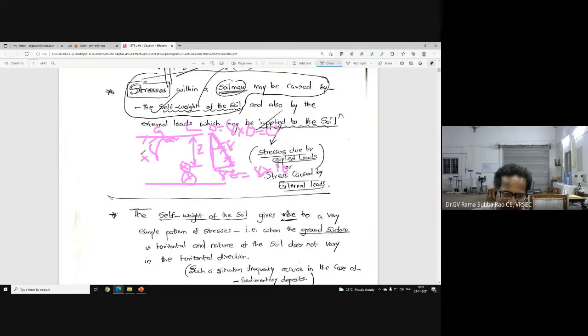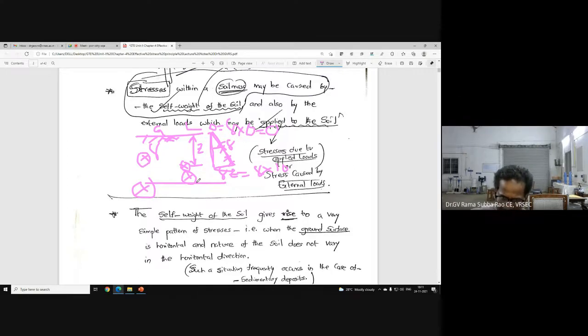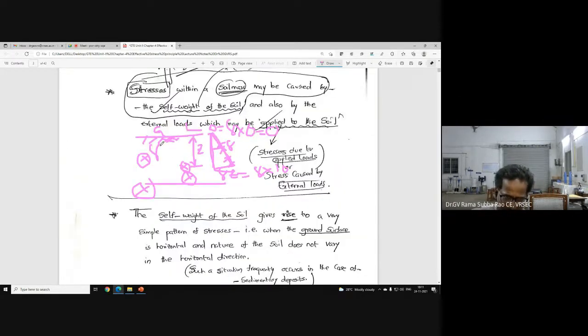Here you see, stress at this depth is less as compared to deeper depth, because here it is gamma into 1, here it is gamma into 10. But here you see the stresses developed within the soil are due to its own weight. Gamma is the self weight of the soil. Sometimes there may be external pressure, external loads, and stresses developed within the soil mass due to external loads. We call these stresses due to applied loads, which we discuss in foundation engineering. Right now, our discussions are confined to stresses due to self weight of the soil, that is gamma z at any depth z.